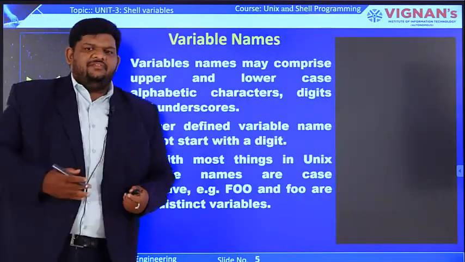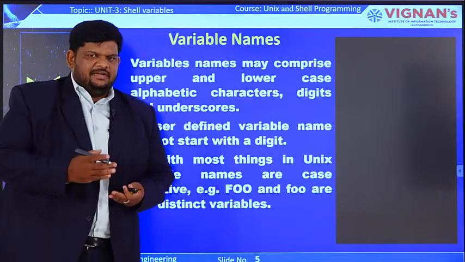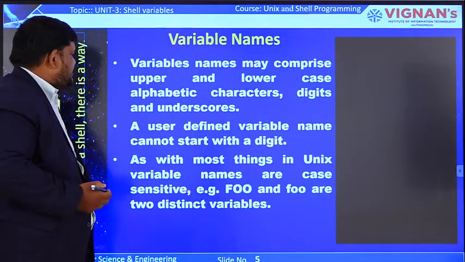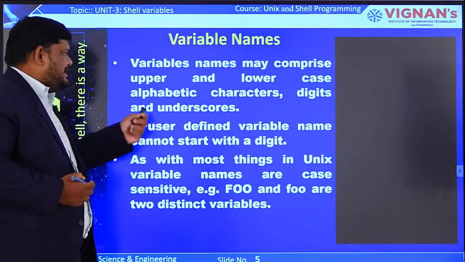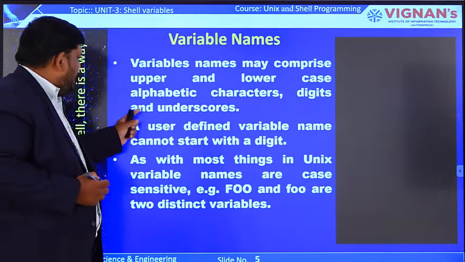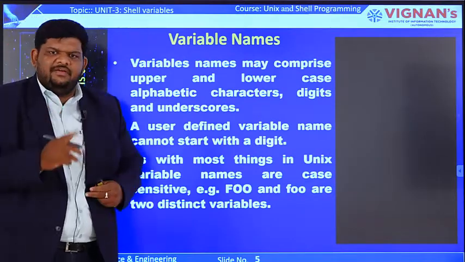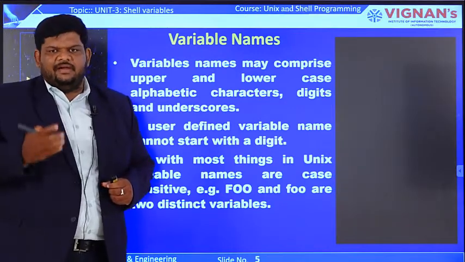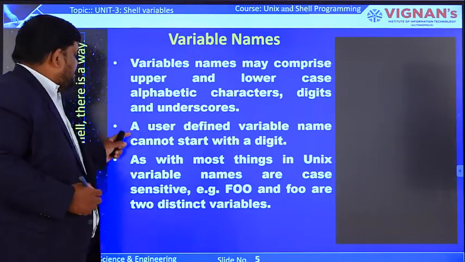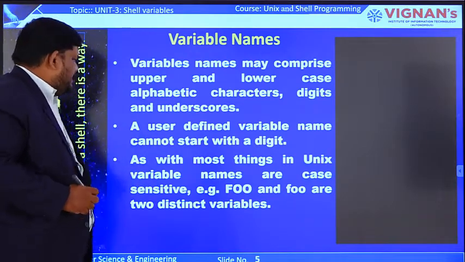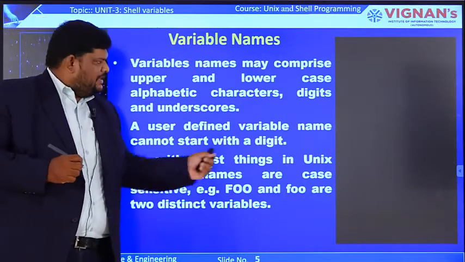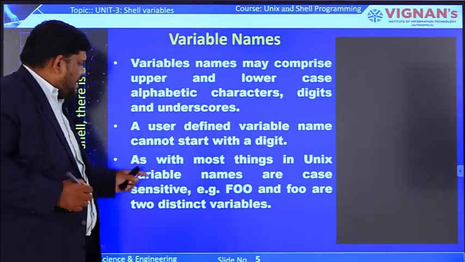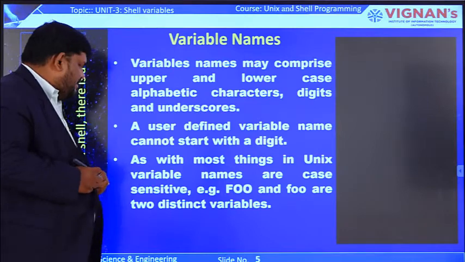Now while writing variable names, we have to follow some rules. Let us see what the rules are. Variable names may comprise uppercase and lowercase alphabetic characters, and they may contain digits 0 to 9 and underscores. Only this special character is allowed while writing a variable name. No other special character is allowed. The second rule is that a user defined variable name cannot start with a digit. And the third point is that, as with most things in Unix, variable names are case sensitive.